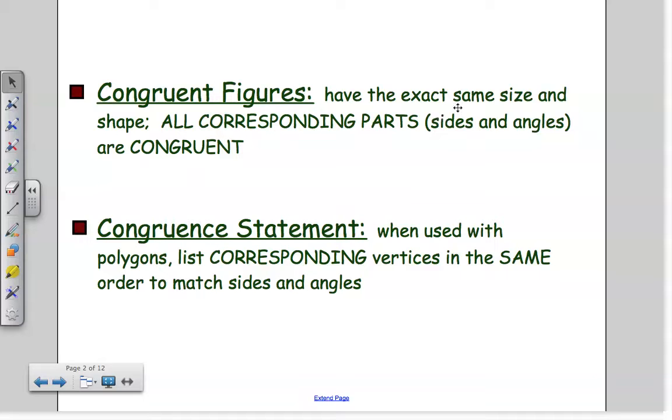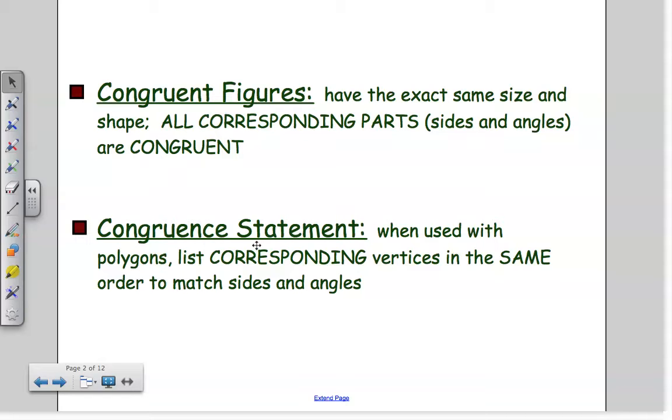You need to have the exact same size and shape, which really means that all of the corresponding parts, every corresponding side, and by corresponding we mean matching up. So every side that matches up in the two needs to be congruent. Every angle that matches up between the two needs to be congruent. So if you think about a triangle, for triangles to be congruent, you need all three corresponding angles to match up, and you need all three corresponding sides to match up. That's 6 different pieces of info that you need.